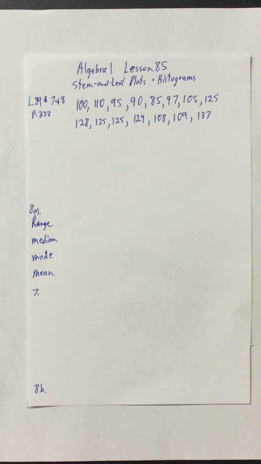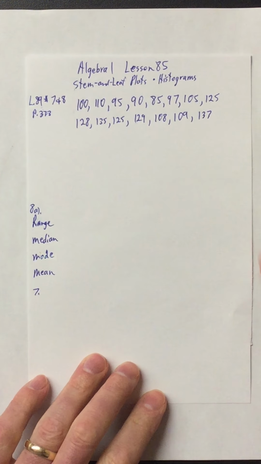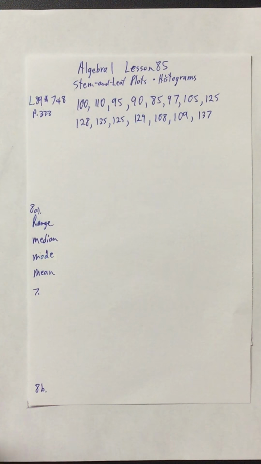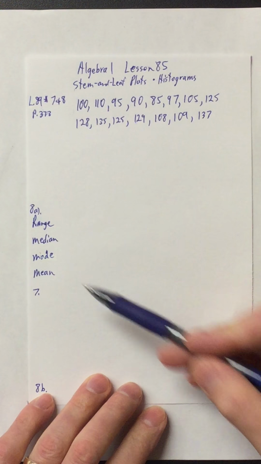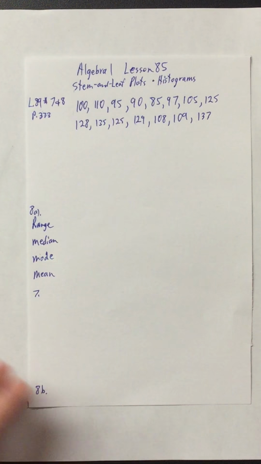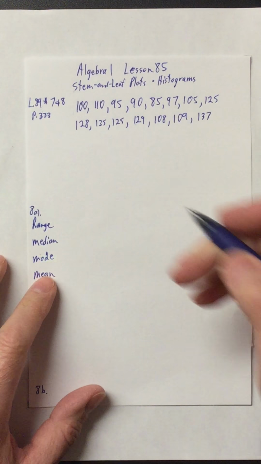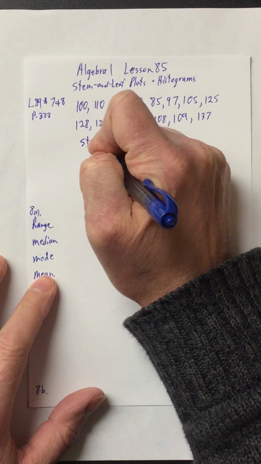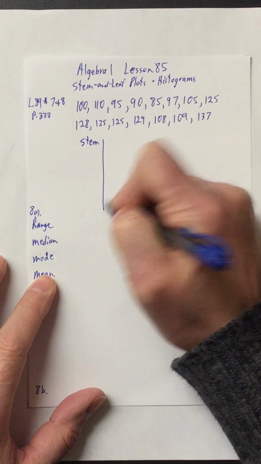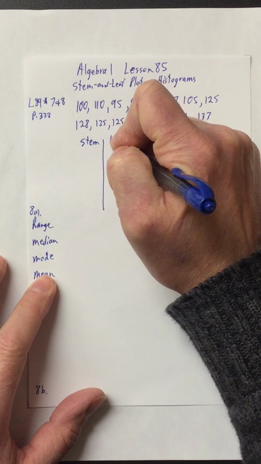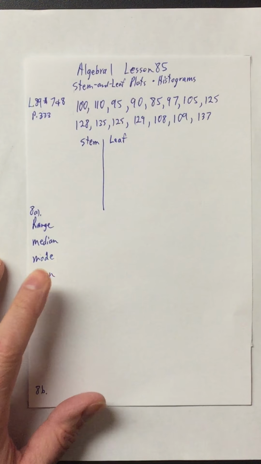This is a paper way to organize a bunch of numbers into numerical order so that we can answer some questions about them, such as range, median, mode, or mean. It has two parts. First, you're going to have a stem, and then off of the stem you have the leaf parts.